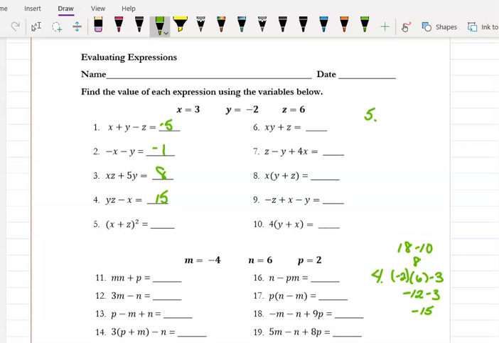Okay, number 5, x plus z squared. So in the parentheses we have 3 plus z is 6 and squared. And remember that order of operations, parentheses comes first. So we would do 3 plus 6 first, which is 9 squared. And to square a number means to multiply it by itself. So this would mean 9 times 9, which is 81.